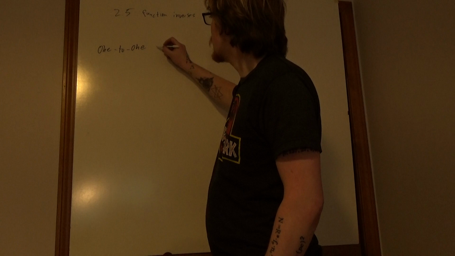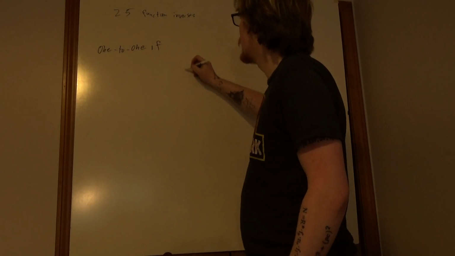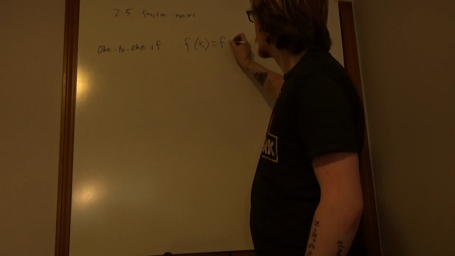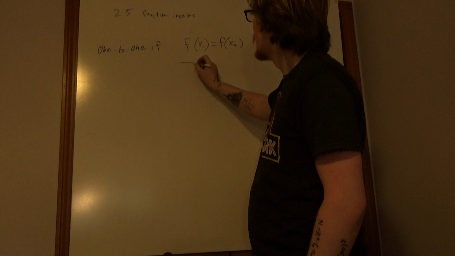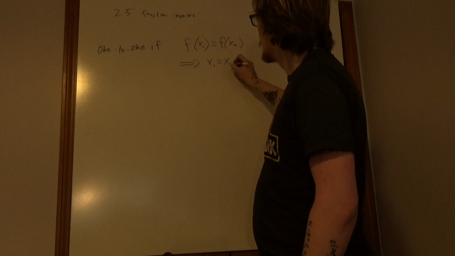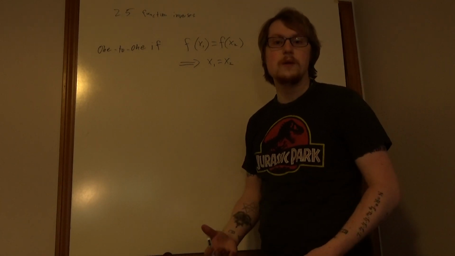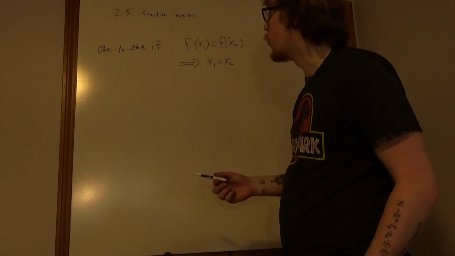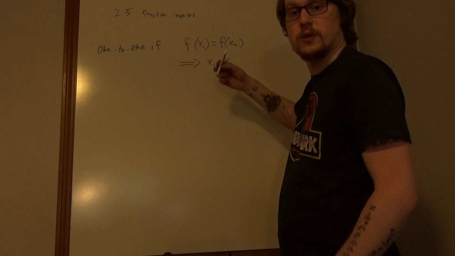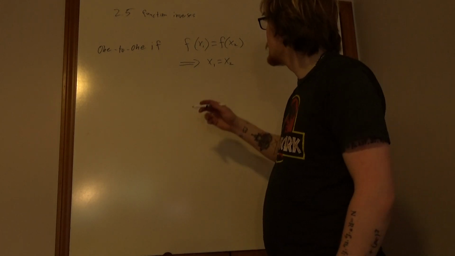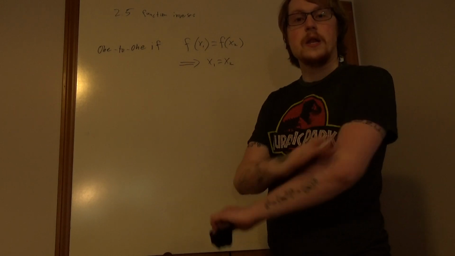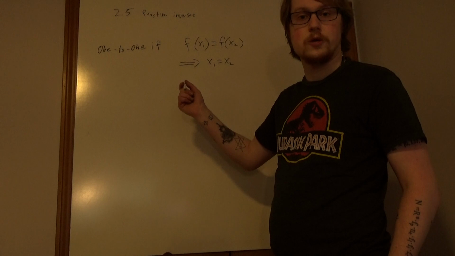So we can say one-to-one if, and this is the formal definition, if f of x1 equals f of x2, this implies, which is what this arrow means, that x1 equals x2. So x1 and x2 are inputs, and the output of x1 is f of x1, and the output of x2 is f of x2, because we're not specifying what f is. If the outputs are equal, but the inputs are not, then it is not one-to-one because it fails this implication.